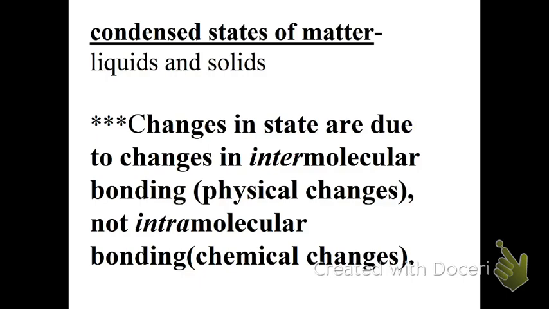When we are talking about condensed state of matter, we're talking about liquids and solids. And this is important: when you are going to be discussing changes in state, you're going to be talking about intermolecular bonding, which are physical changes, not intra. This is a huge mistake that kids make on the AP exam every year. They will say, well, the bond's not as strong between the atoms. And when we're talking about why something becomes a liquid or freezes to become a solid, we have to talk about the intermolecular forces, not the intra. Okay? So get that in your mind now.